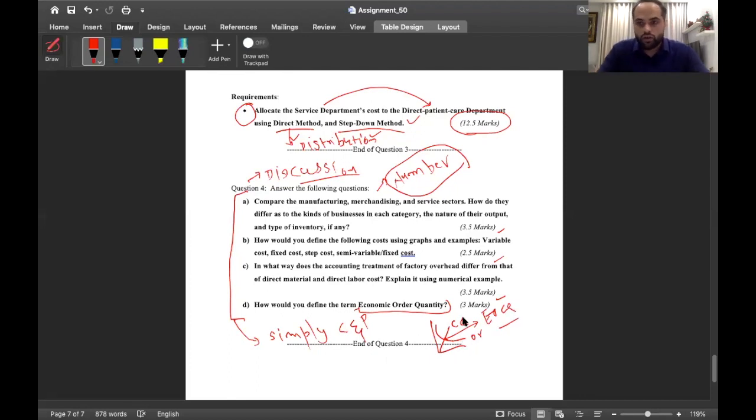What are the carrying costs? What are the ordering costs? Why do carrying costs increase as the number of units increases, or why do ordering costs increase as the number of units decreases? That's the kind of explanation, because these questions contain 3 marks. So you have to provide me enough information, not just a small paragraph and just finish, right? Remember, this is an assignment, right? This is not your exam.